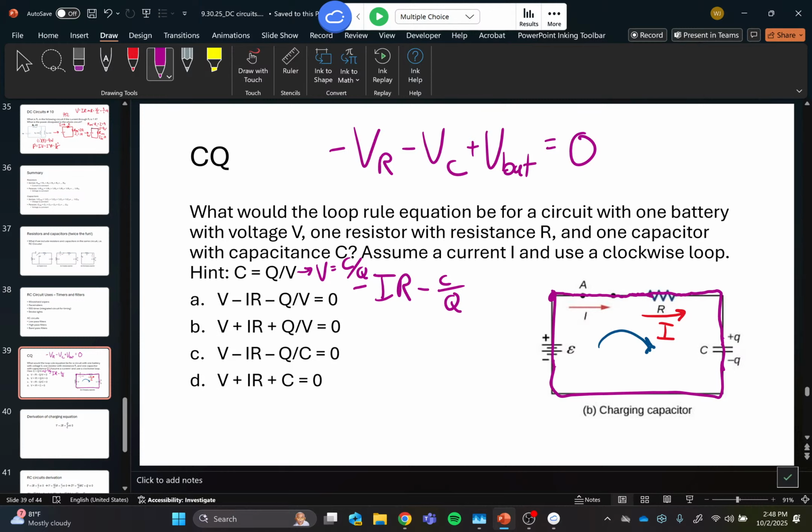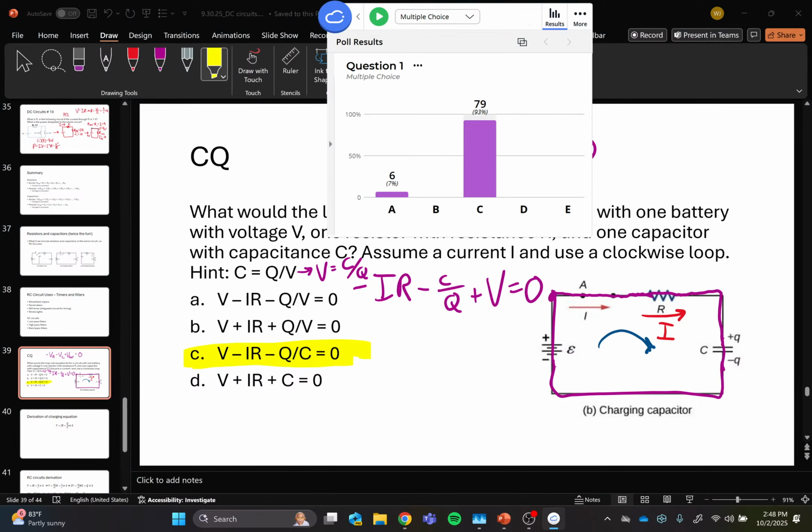C over Q, plus the voltage of the battery, which is just V equals 0. The only answer that matches this is not that one. That one's Q over V, and Q over V is nonsense. You shouldn't have a V in there with a Q. The whole point was to write V in terms of the other variables. So that one was very careful. Did you solve for voltage?